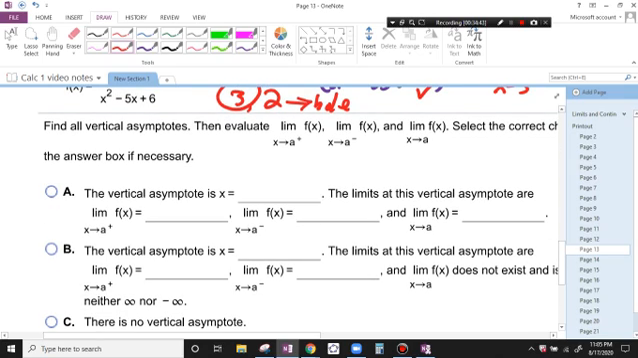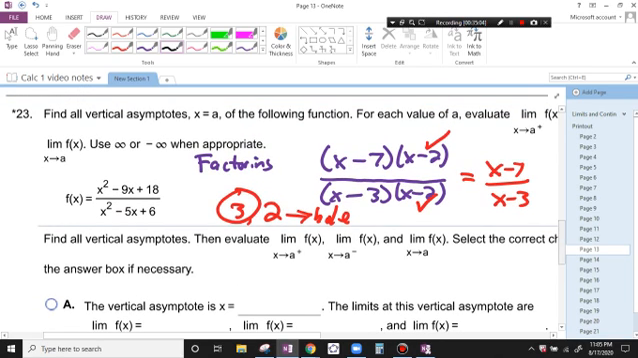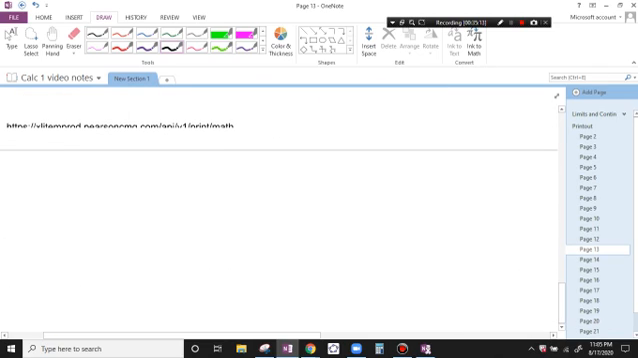The limits of this vertical asymptote, oh, let's see. Now we have to check to see if the limit exists. So the difference between A and B is that one says that the limit does not exist and one says that the limit does exist right here. Okay, great. So let's take a look. So now we've got x minus 3, x minus 7 over x minus 3. So now the question is, we need some space. Let's get some space down here. X minus 7 over x minus 3.